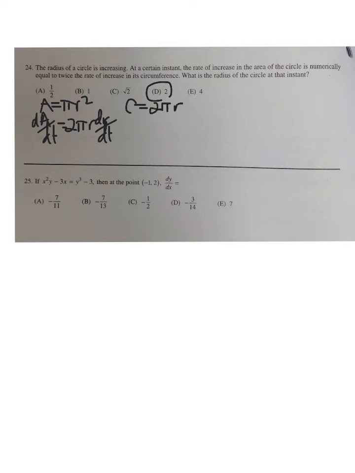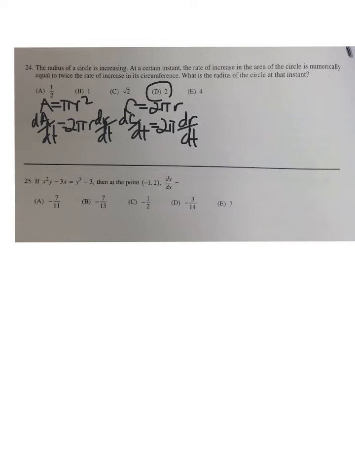And if I take the derivative of that, dC/dt would equal 2 pi dr/dt. Now, what this was saying was there's a certain instance when the area of the circle is equal to the rate of increase of the area of the circle, so that would be this. This would be equal to twice this. Okay? All right, so let me just write that for you.